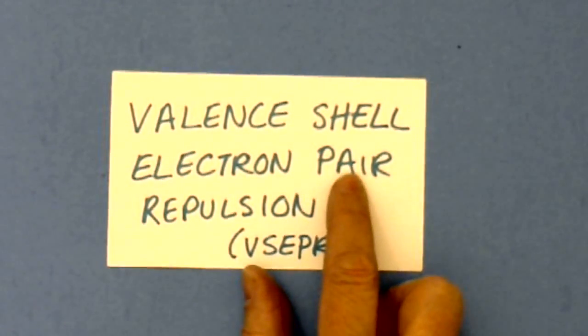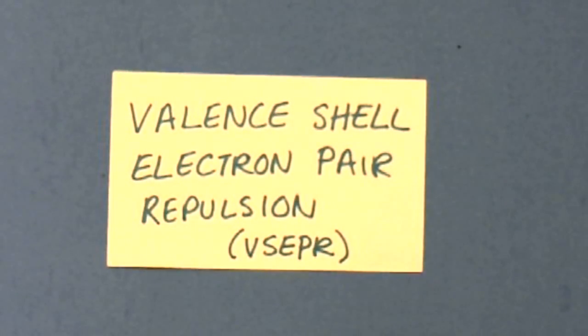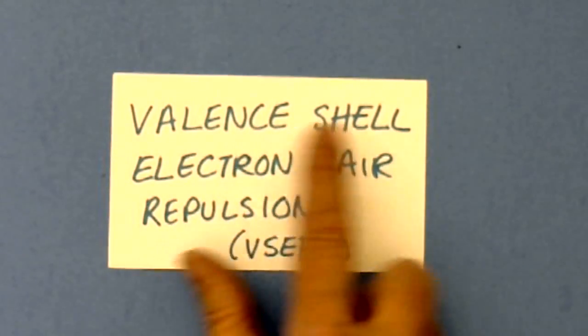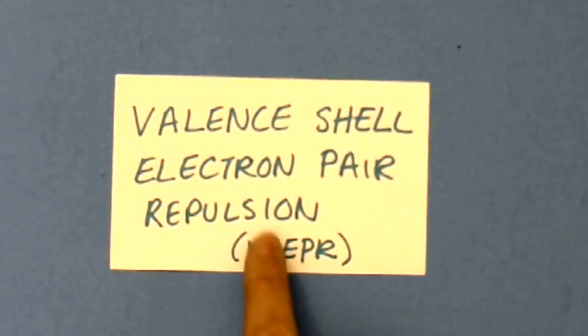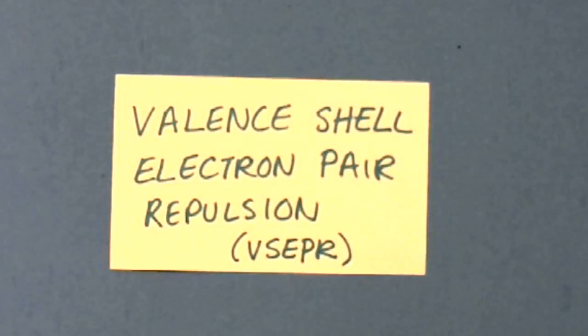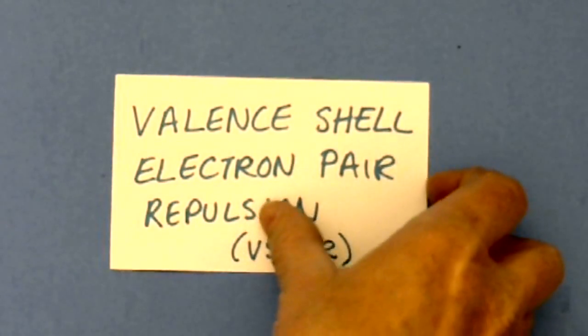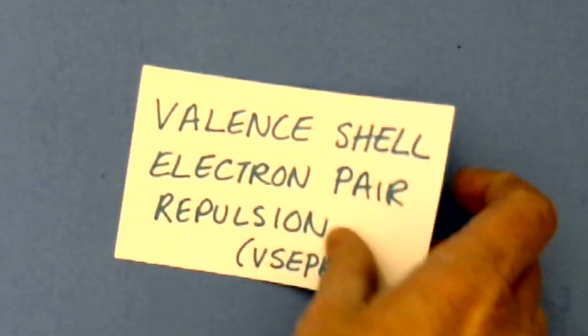But we're going to really use groups of electrons because a single bond has a pair of electrons. But a double bond has 2 pairs of electrons, but it's still considered one group. A triple bond has 3 pairs of electrons, but it is still one group. So this really should be valence shell electron group repulsion theory, because the groups of electrons are going to repel each other, and that's going to determine the shape. So we need to understand how to count groups of electrons.